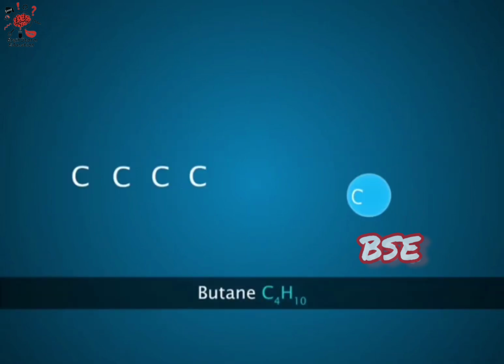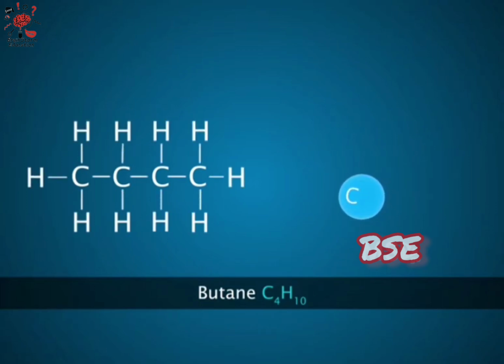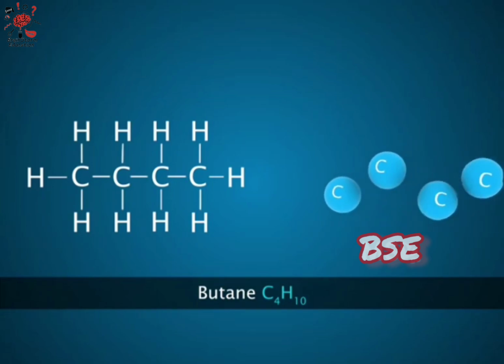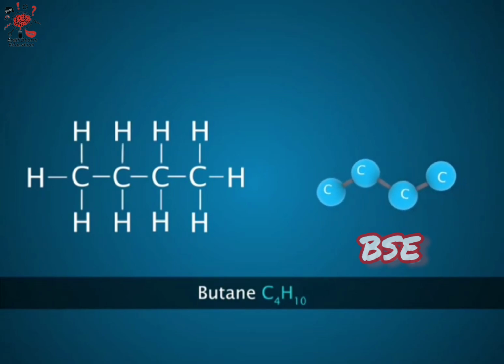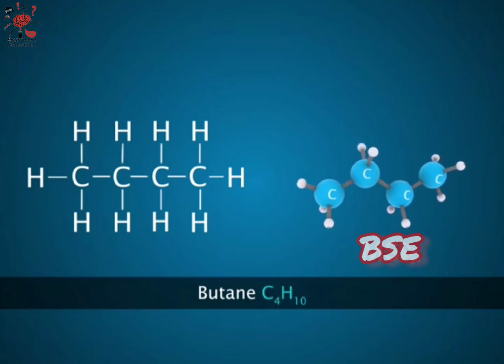Now, let us discuss another hydrocarbon, butane. It has 4 carbon atoms and 10 hydrogen atoms. Let us place the 4 carbon atoms in a straight line and join them together with single covalent bonds. Now, by filling up the remaining valences with hydrogen atoms, we get this straight chain structure of butane.